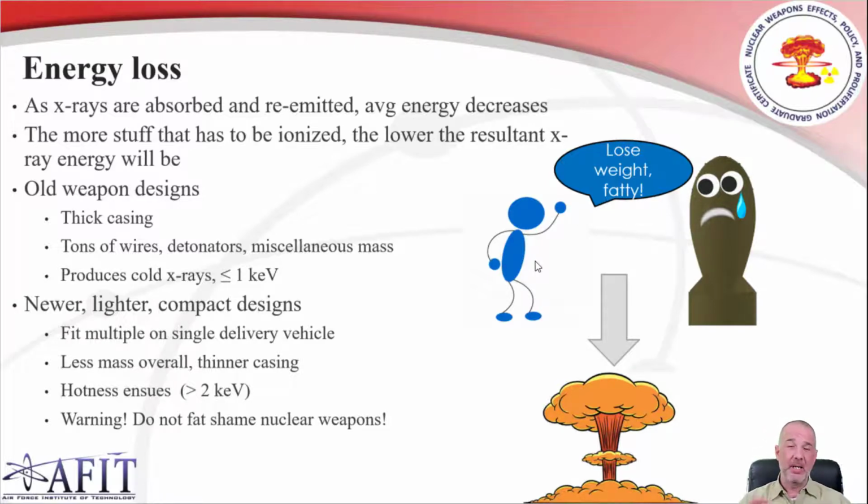Modern weapon designs, because of space or weight constraints, being put on something like a ballistic missile or a smaller aircraft than the largest bombers in the fleet, evolved to be much more efficient and need a lot less componentry, and the weight goes down and the amount of material goes down. So newer weapons tend to radiate hot X-rays as opposed to the cold ones that we would see with the older weapons. Now, don't fat shame a nuclear weapon. It's just not going to be happy, and the results are probably going to be suboptimal.